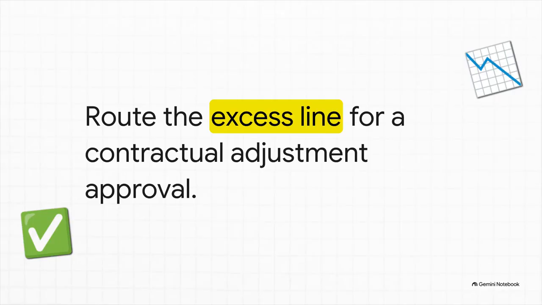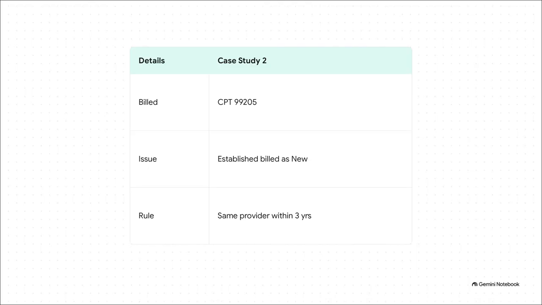So, because the guideline strictly prohibits a second initial CCM billing in the same month, there's really no appeal to be won here. Your precise corrective action? Recognize the duplicate, clean up the account, and route that excess line straight for contractual adjustment approval. Sometimes it's just about working smarter and knowing when a hard limit has been rightfully hit. Okay, scenario 2.